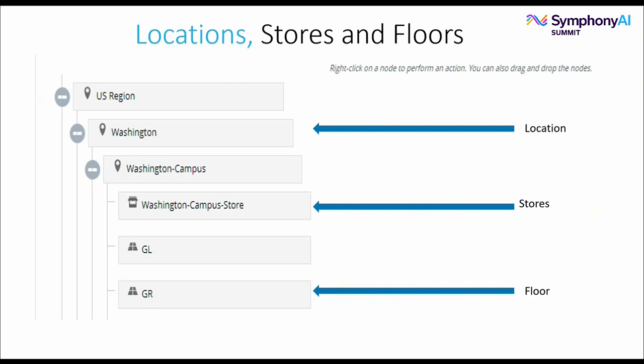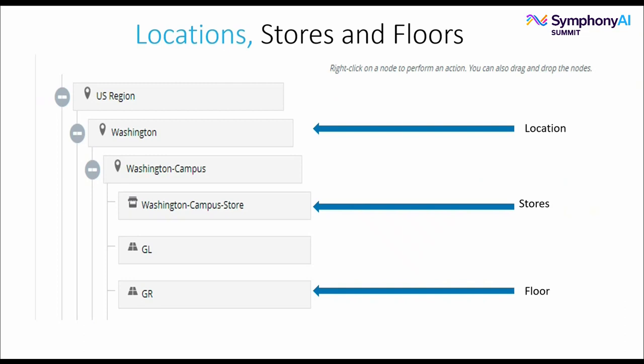The software purchased and used by an organization is defined as software assets. Examples for software assets are Adobe Photoshop, Microsoft Office, Microsoft Visual Studio, and so on. These assets are aligned to locations under which stores and floors are configured. This helps in tracking the assets across multiple locations.